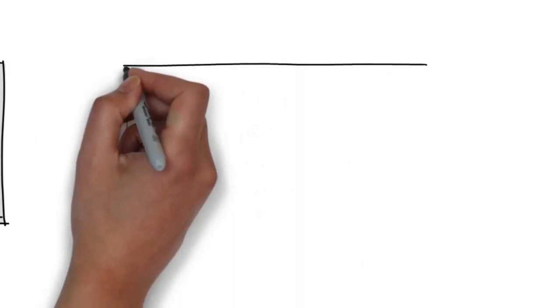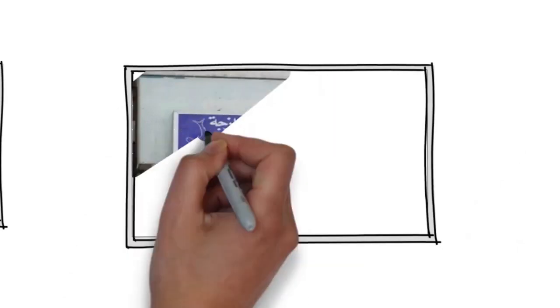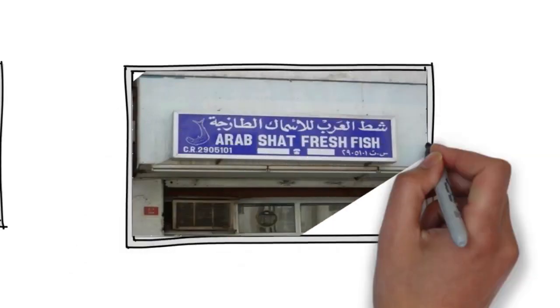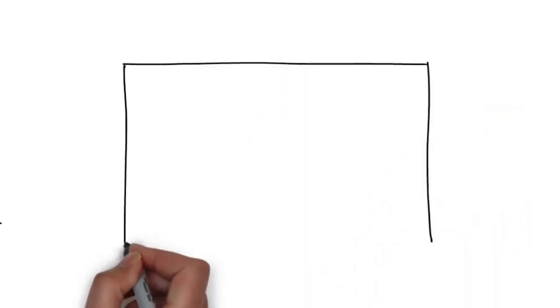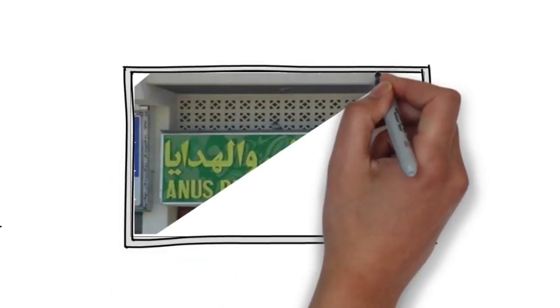One can find similar mistakes in the Arab world. For example, look at how a fishmonger called his business Arab Shat Fresh Fish, Shat al Arab, Arab Shat. Now look at this more embarrassing name of a perfume shop, Anas Lilatur. Look at how the word Anas is written. It's awful.